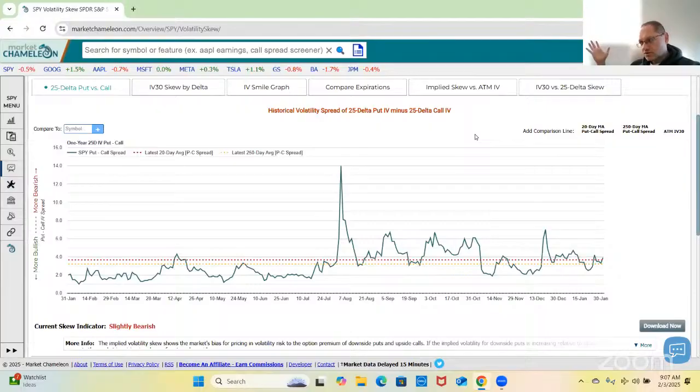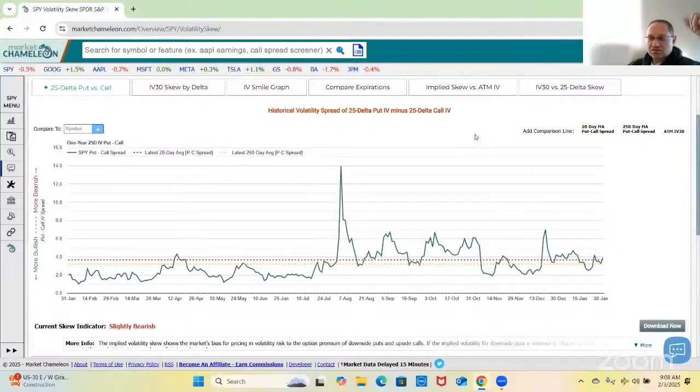But what if they do have a difference? If one is 8 and one is 10, well, then the one that's 10 implied volatility, let's say the put, is skewed higher than the 25 delta call that's an 8 implied volatility, right? So that's what we're doing. And the skew is letting us know the demand for options, the demand for implied volatility, relative to each other and how far apart they are from the money.